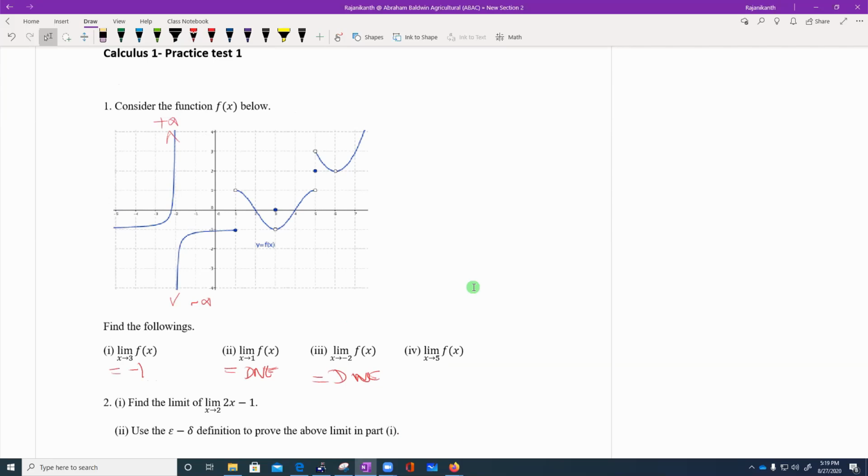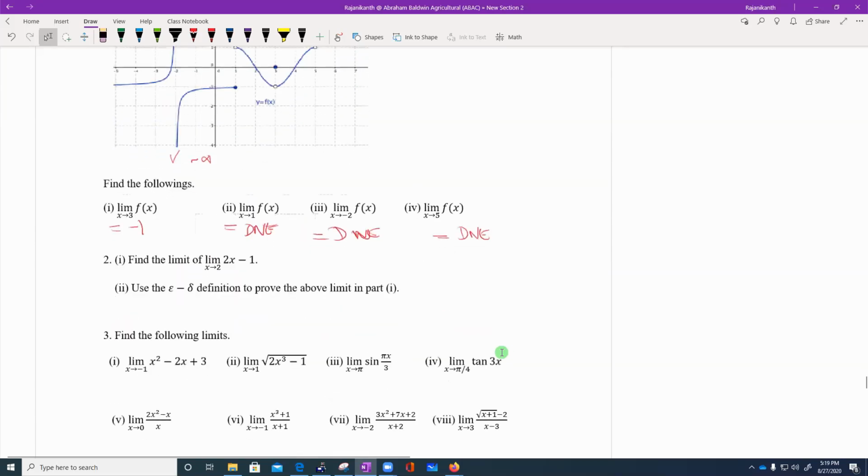It doesn't have one because it has two values. Again, does not exist. That makes sense? 5 is here, right? So from the left is 1, from the right is 3, two different values. So it is impossible. So that's not harder. Okay.